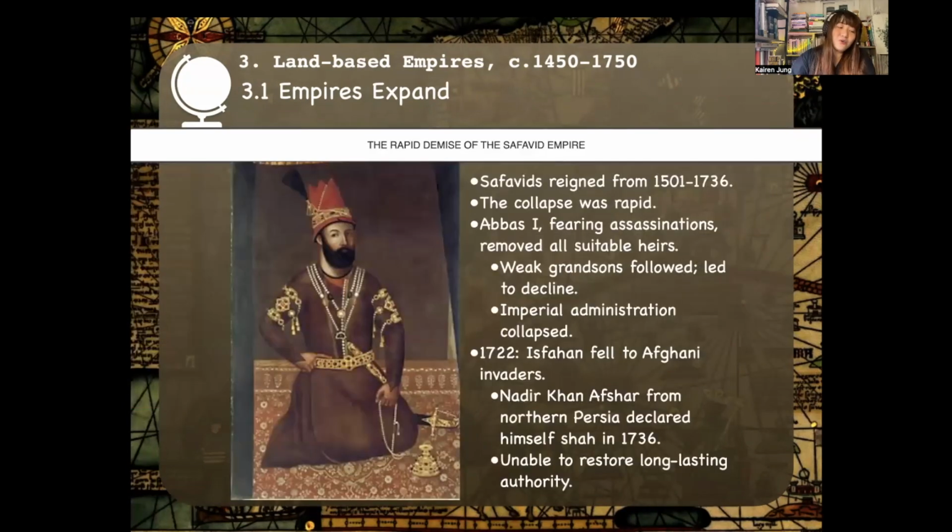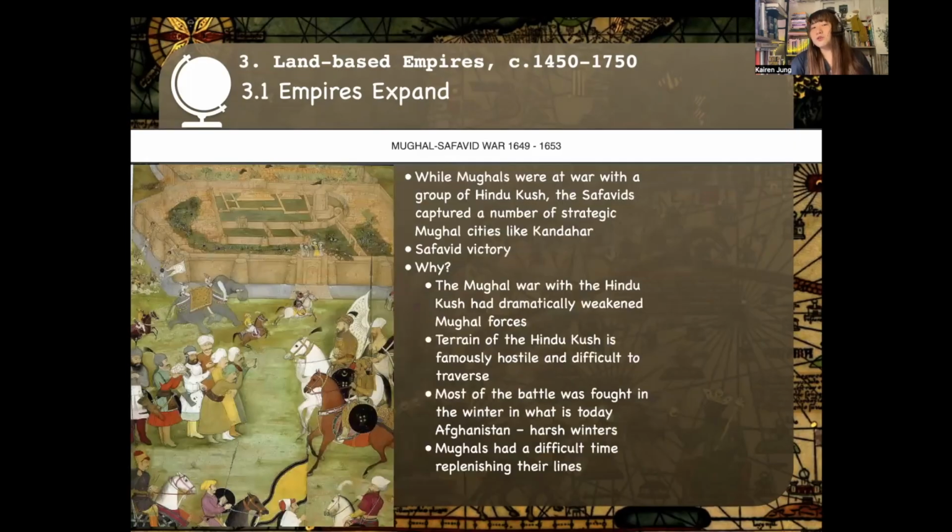When we look at how quickly the Safavid Empire fell, the Safavids reigned from 1501 to 1736, and the collapse was rapid and brutal. Abbas I, fearing assassinations, removed all his suitable heirs, and a lot of weak grandsons followed, and this led to the decline and the imperial administration's collapse. In 1722, Isfahan fell to Afghan invaders. Nadir Khan Afshar from northern Persia declared himself Shah in 1736, but he was unable to restore any long-lasting authority. Let's look at the Mughal-Safavid War.